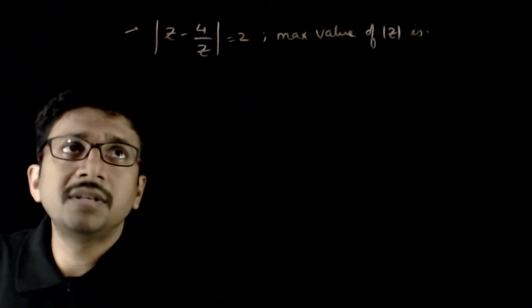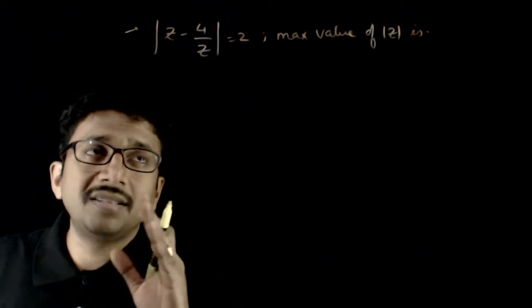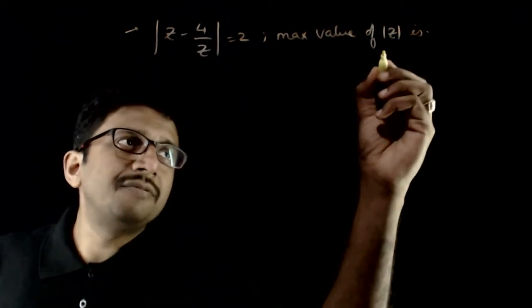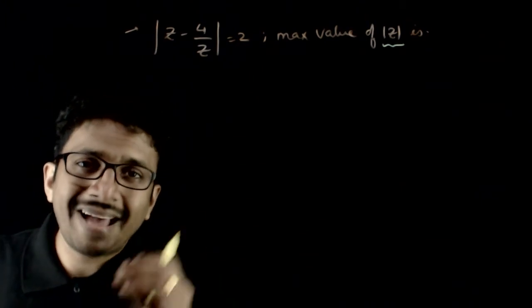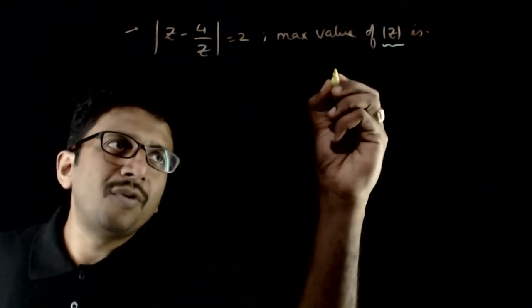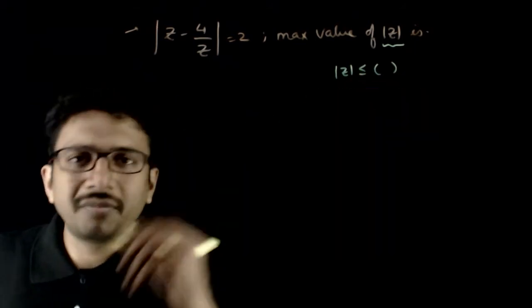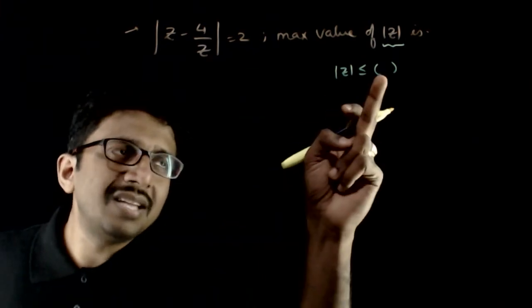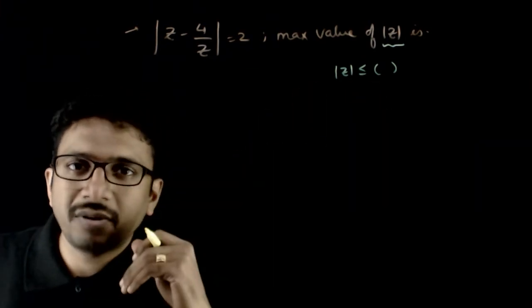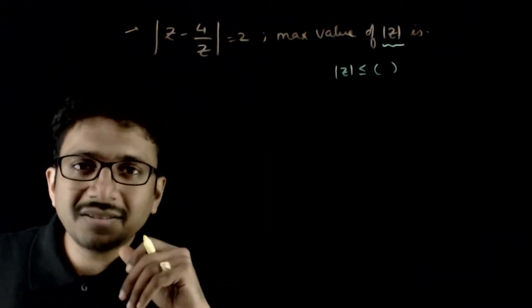So welcome students. In this question you are given that mod of z minus 4 by z is exactly equal to 2. You are asked to find the maximum value of mod z. That means you want to find an inequality of the form mod z less than or equal to some number. If we can find mod z less than or equal to some number, then this number will be the maximum value of mod z. So again, this is a question based on inequalities.